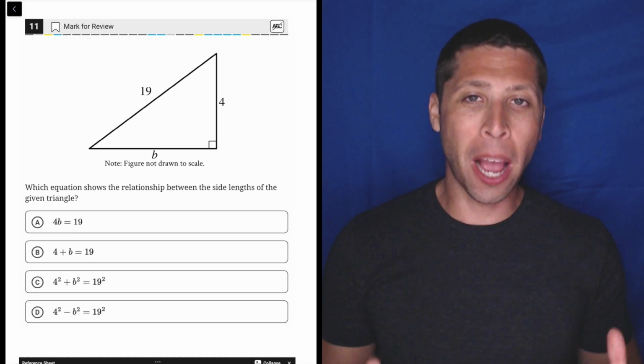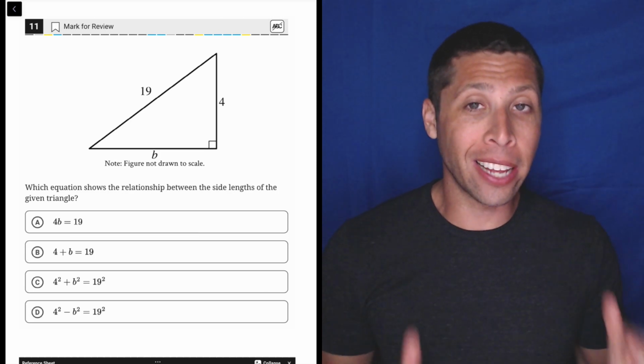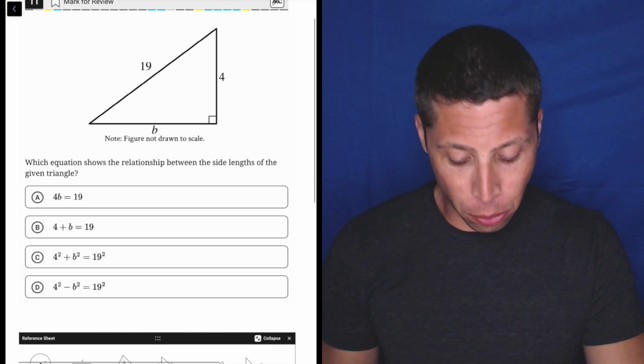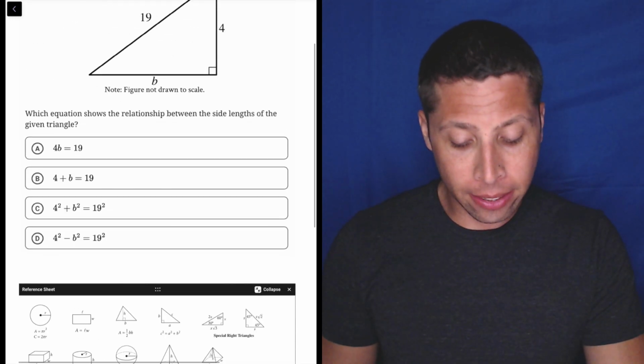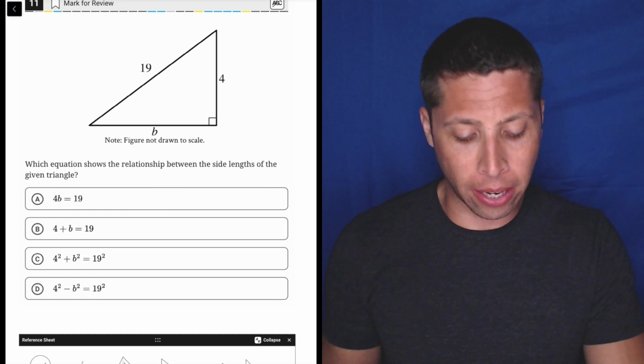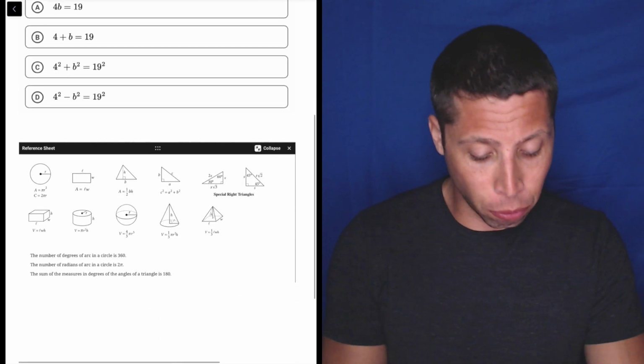First thing to remember about a geometry question is that they give you a lot of geometry formulas. So remember, you can open that reference chart, and in this case, what are they really asking? Okay, they're giving us a right triangle. They're asking what the side lengths. We have a formula for that.